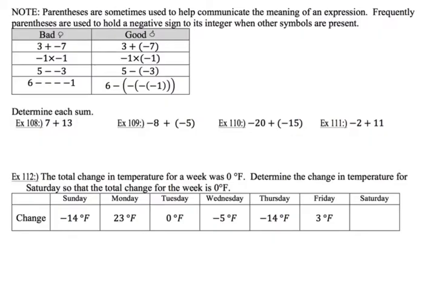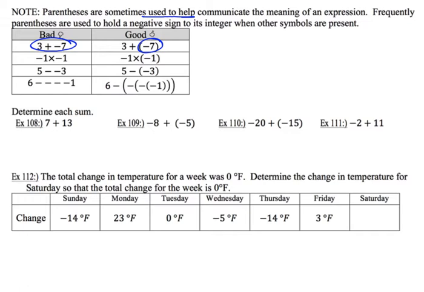So first, a little bit about parentheses. You should understand that parentheses are sometimes used to help communicate the meaning of an expression. Frequently, parentheses are used to hold a negative sign to its integer when other symbols are present. For example, if you wanted to say 3 plus negative 7, you would need to use parentheses to indicate that that's a negative 7. By the way, 3 plus subtract 7 makes no sense. And then there's some other examples there of what's good and what's not.